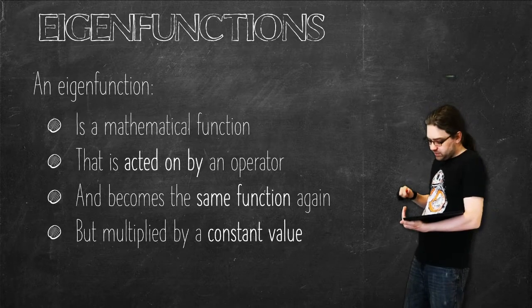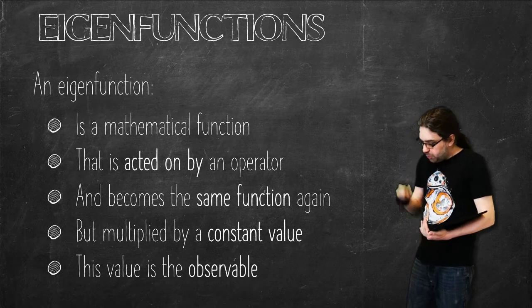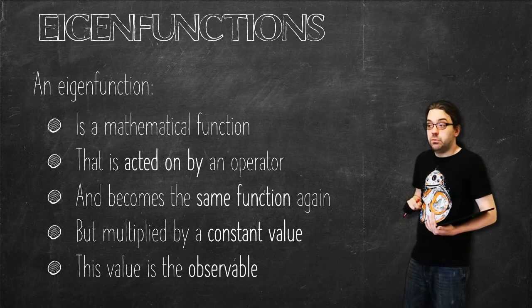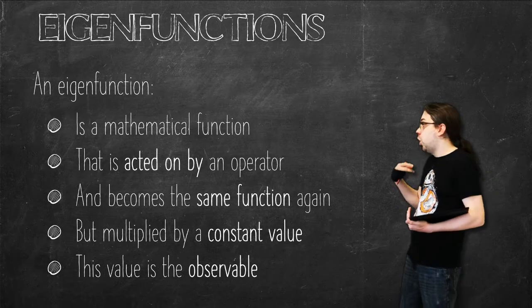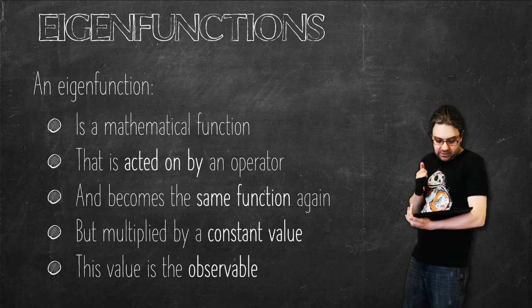And that scaling factor, the amount that it's multiplied by, is the observable. And that is the relationship between operators and observables. We take a quantum state, operate on it, and we will get the observable out if it's an eigenfunction.